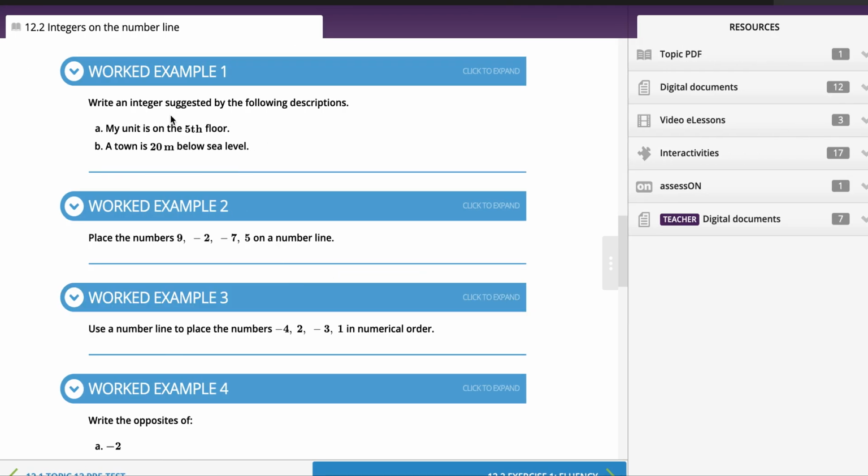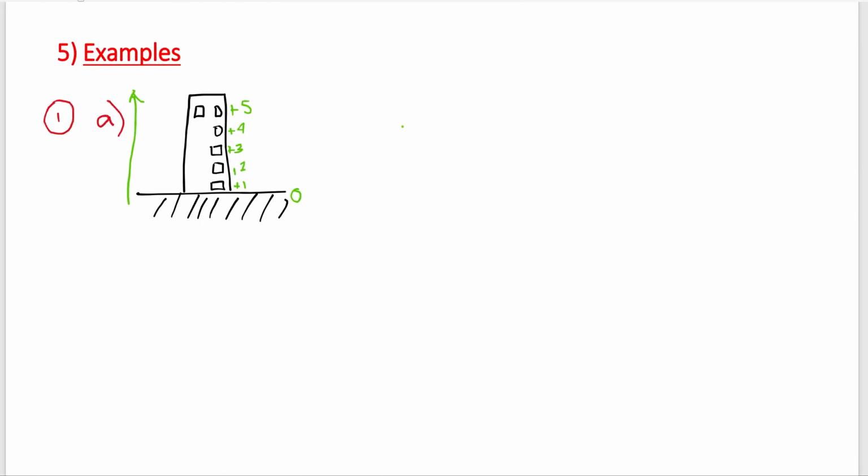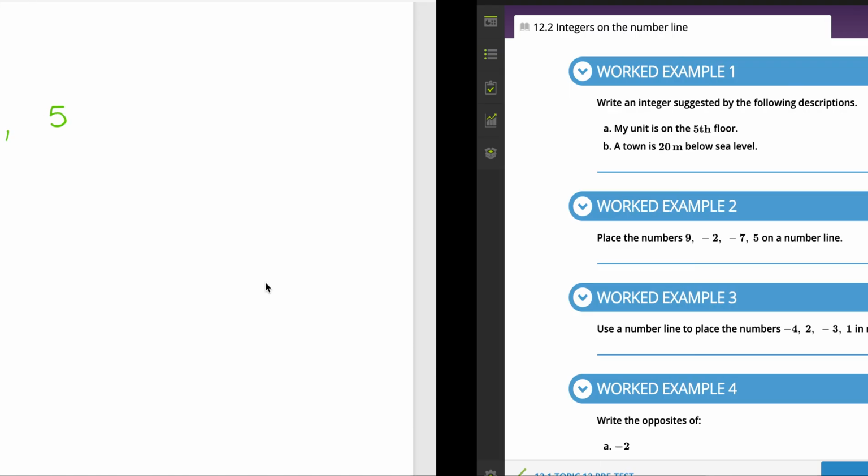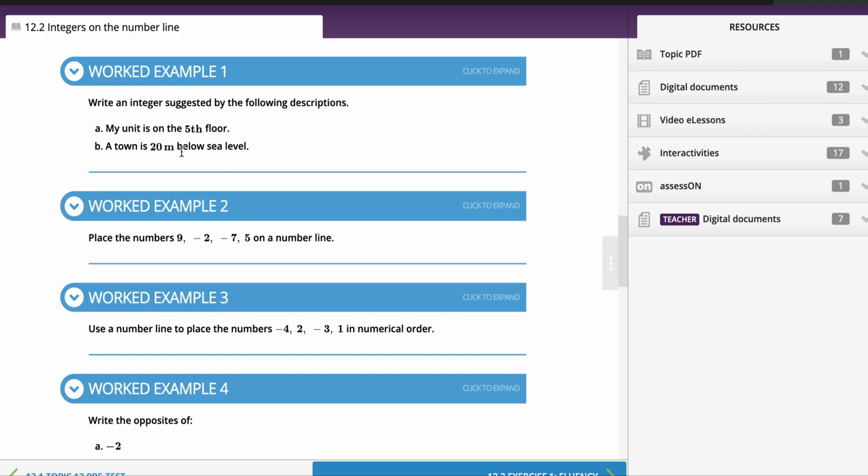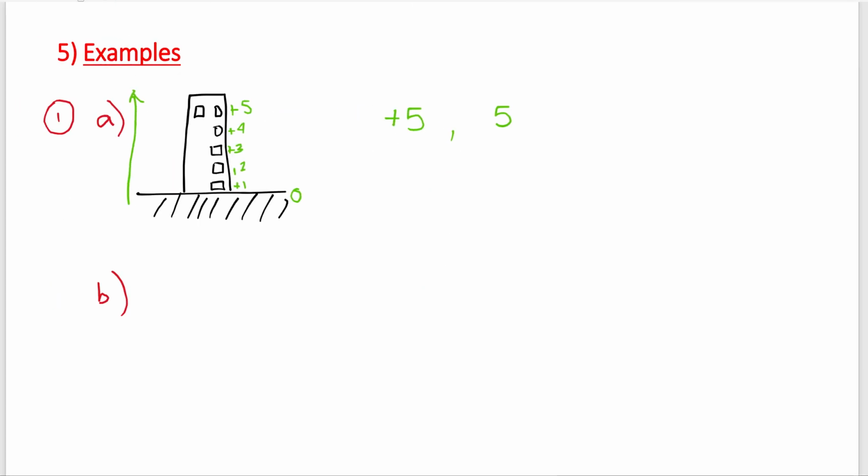What is the question? The question says, write an integer suggested by the following descriptions. So I will say +5. Or if you write in your test 5, I will also count it as correct because it's not saying that it has to be a directed number. So that's for A. Let's do B. So for B, a town is 20 meters below sea level.